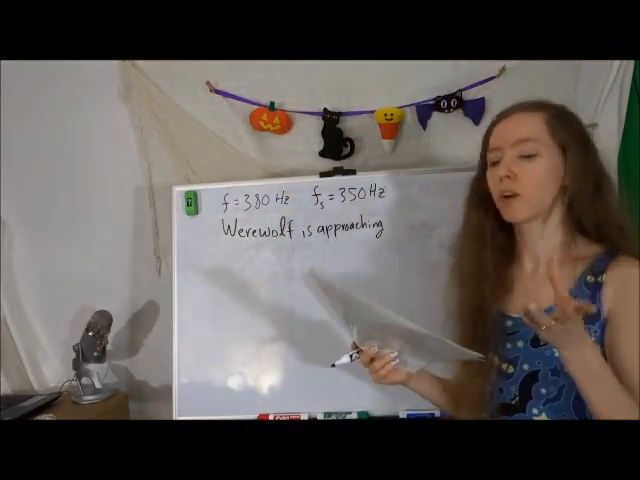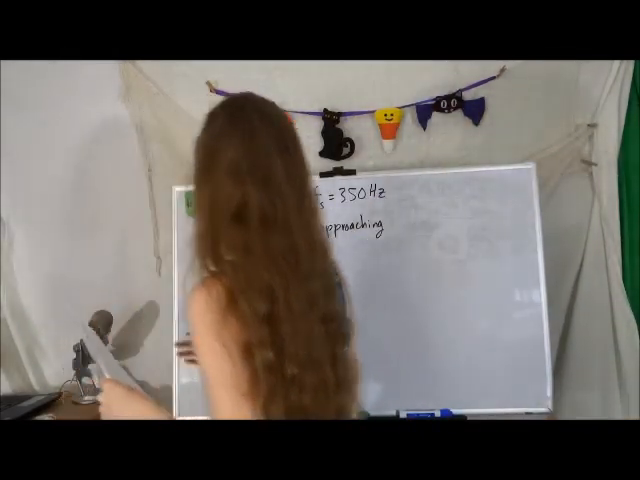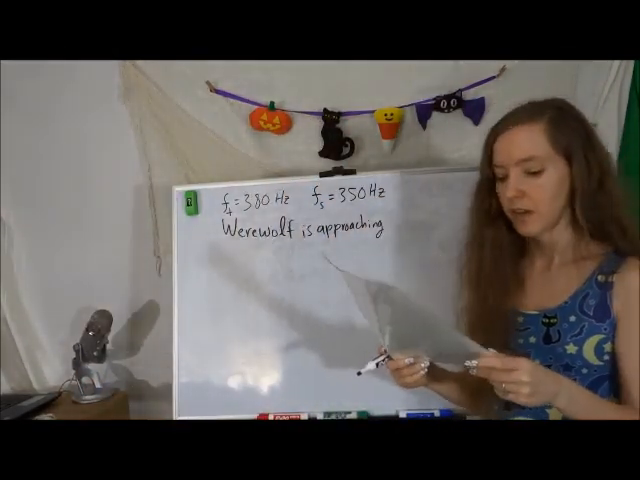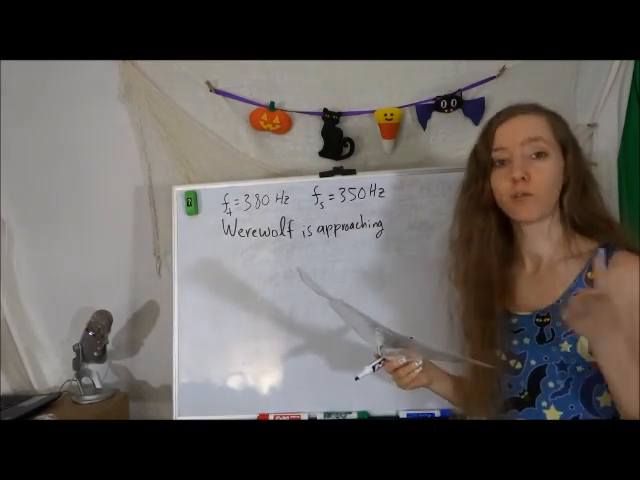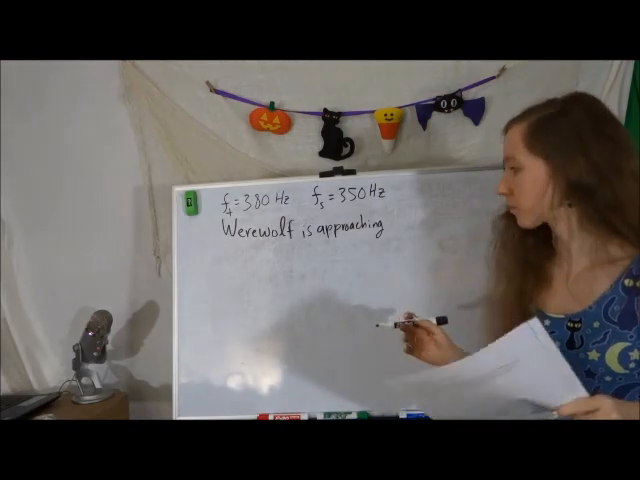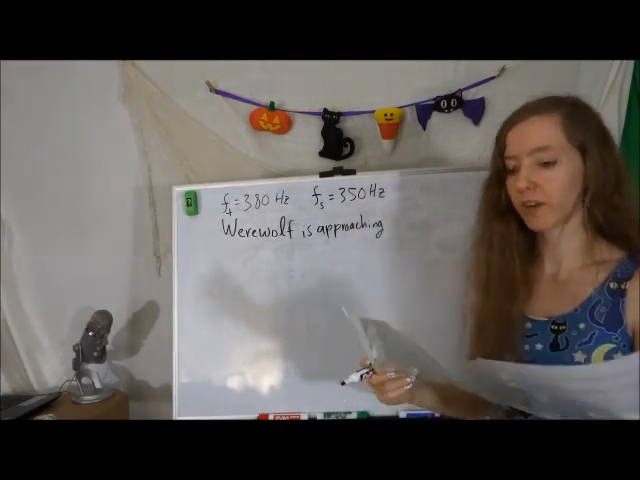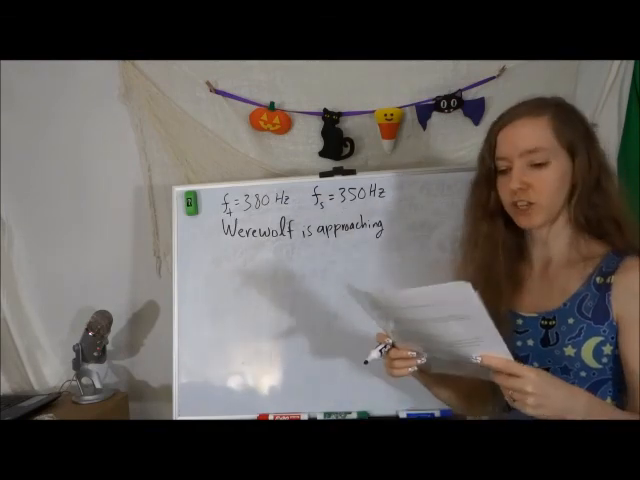Alright, so now we know our werewolf is approaching. We can give this a little subscript plus. And so we might want to also know how fast is our werewolf traveling, and is that speed realistic? So to figure out how fast our werewolf is traveling, we're going to have to take our F plus equation and rearrange it.